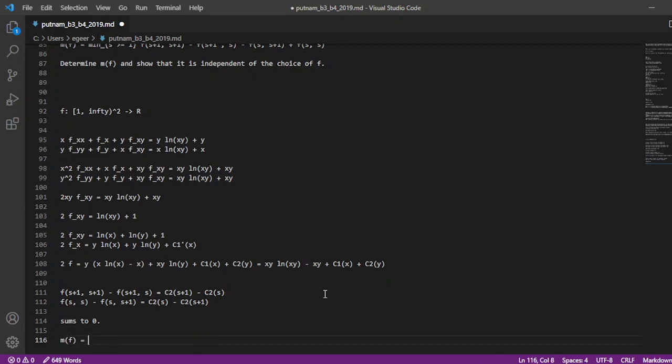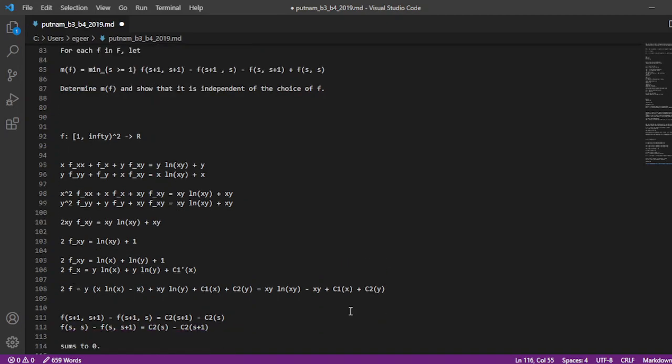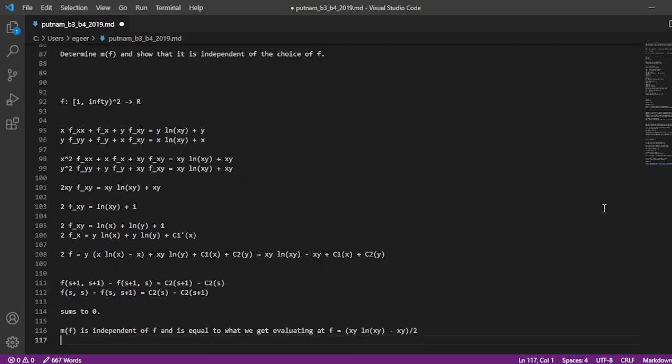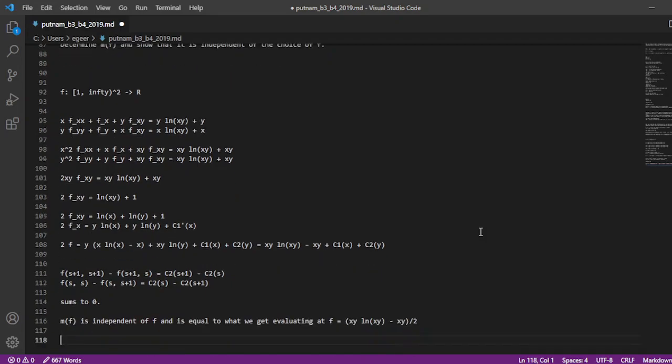So basically, M(f) is independent of the constants and is equal to the minimum of this, evaluating at f equals xy ln xy minus xy, over 2, sorry. So now we just need to evaluate this and minimize it, which is kind of frustrating. But let's write it out.